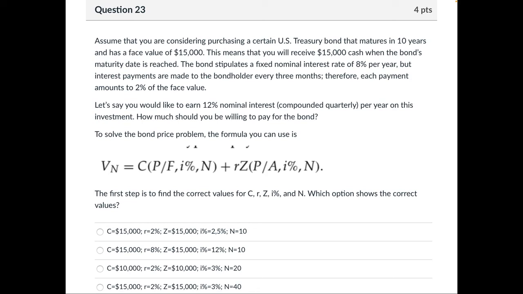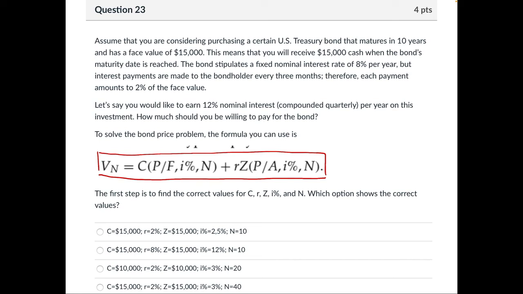All right, the next question is about the bond value. To calculate the bond price, we have a formula, straightforward. Just use the formula, but you need to determine the right values for those letters, the C, the I, the N, the R, the Z. C is the redemption, which means that's the amount the bond company will give you at the end. And usually C is the same as the face value.